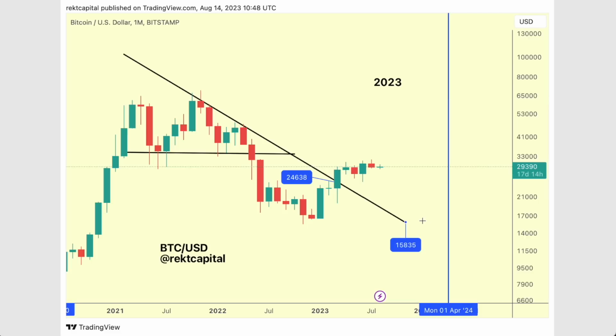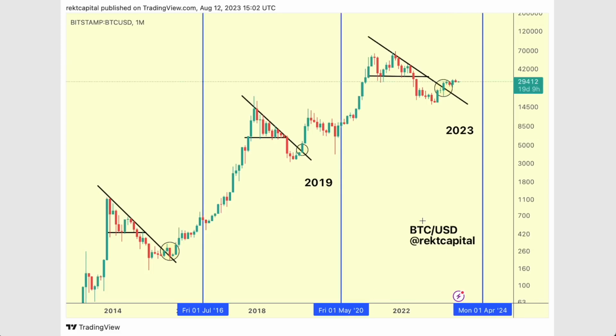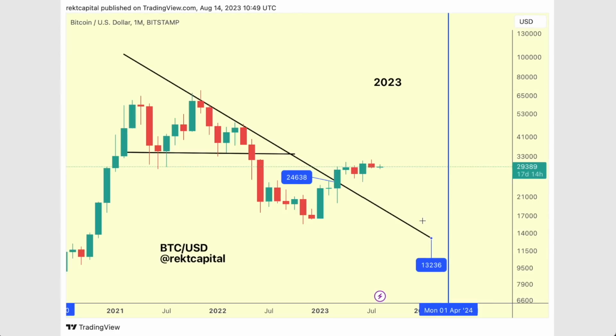And in November, the price point would be 15,800. In December, 14,800. In the new year of January, around 14K. February, 13,200. So it just shows how with each passing month, it's going to be a stretch for Bitcoin to drop into that retest region of the macro downtrend.